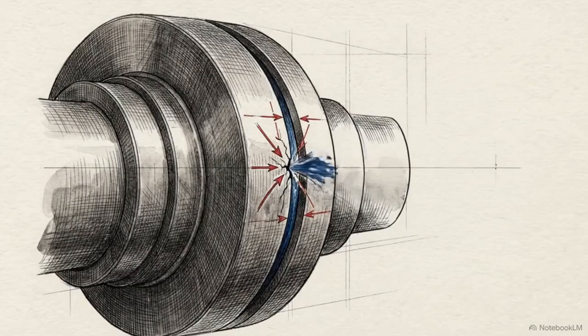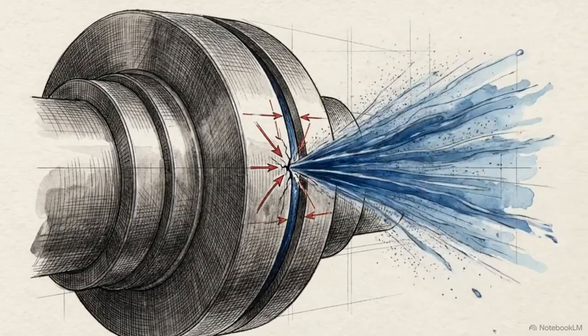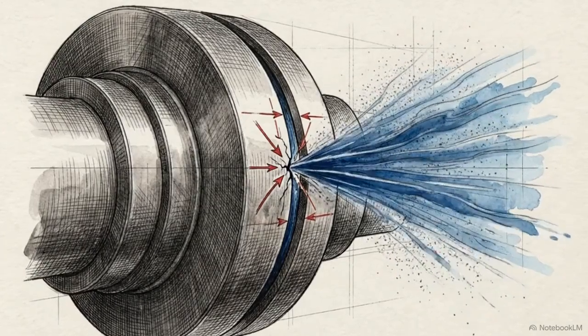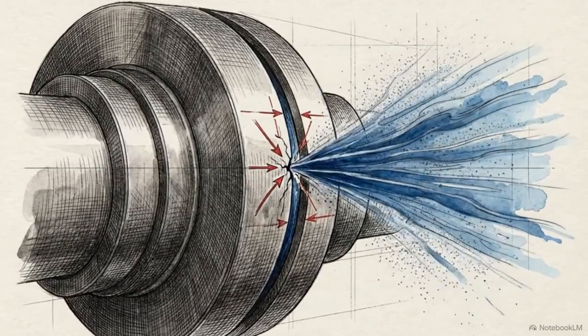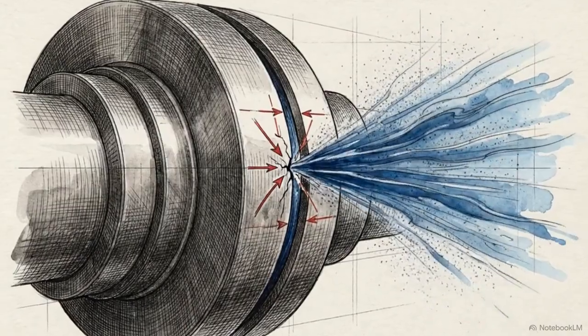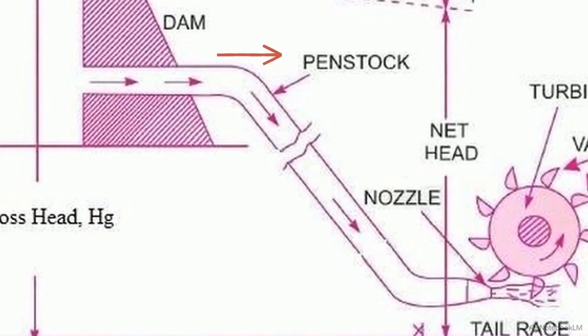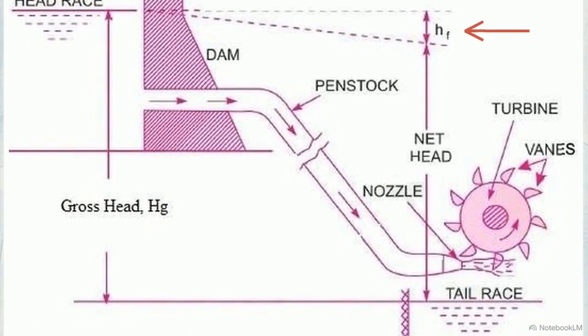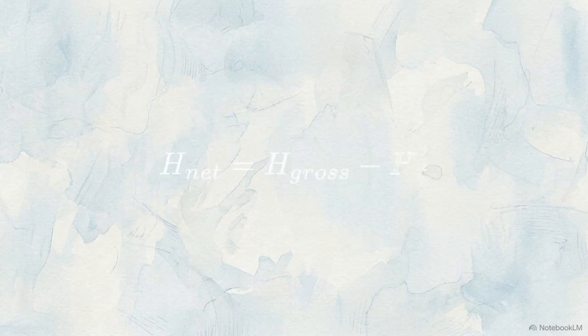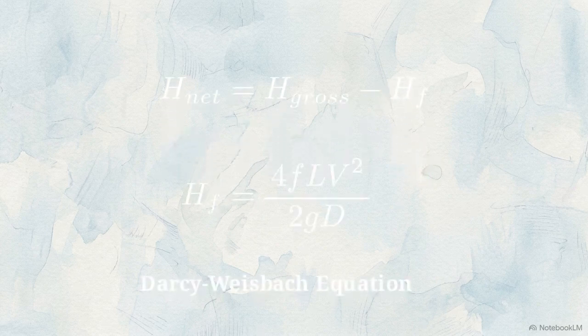Moving from theoretical design to thermodynamic reality means confronting a strict physics constraint. No system is perfect, and energy is constantly siphoned away. This schematic maps the energy loss. The elevation difference between the reservoir surface and tail race is the gross head, Hg. However, the friction of water scraping against the penstock pipe creates a frictional head loss, reducing the actual pressure reaching the turbine. Net head equals gross head minus this frictional head. That friction factor is calculated using the Darcy-Weisbach equation, accounting for the pipe's length, diameter, and the fluid's velocity.